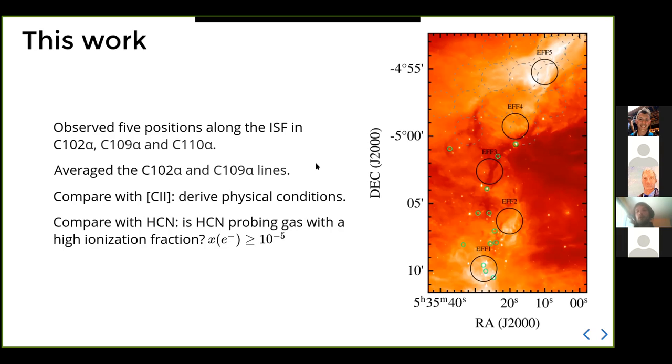And then, well, we did 2 things with this data set. We compare them against the far infrared lines of ionized carbon to model the gas in the surface of these molecular clouds and derive physical conditions. And we also compared it with HCN to try to see, okay, are they probing the same volumes? If so, that would mean that HCN is basically probing gas that has a high ionization fraction. And that could explain why we see so much emission around.